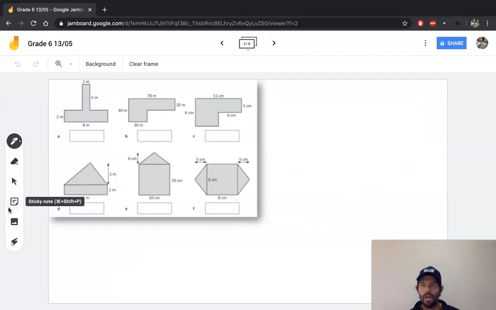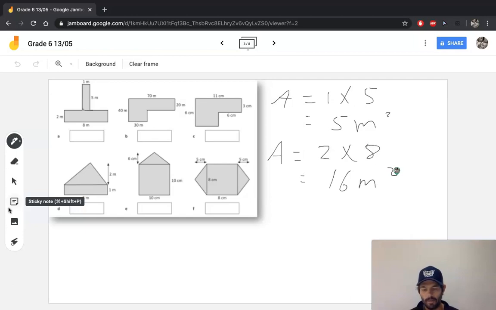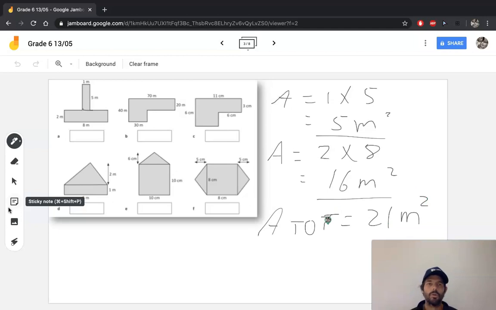Question number 1, and with all of them I'm going to split the shapes up, but question number 1 I'm going to just split it up there. So I've got 2 rectangles. So my top rectangle, the area is going to equal 1 times 5, which equals 5 meters squared. Notice the squared sign and the units are included. And then the bottom rectangle is going to be 2 multiplied by 8, which equals 16 meters squared. Then I need to add the 5 and the 16. So my area total is going to equal 21 meters squared. Okay, so that's TOT, that stands for total. All right, so that one is going to be 21 meters squared.